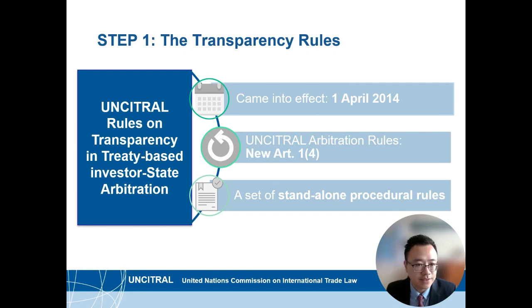The rules further ensure legal certainty by providing that, notwithstanding any provision in the rules, where there is a conflict between the rules on transparency and a treaty, the provisions of the treaty shall prevail. Where any of the rules is in conflict with a provision of the law applicable to the arbitration from which the disputing parties cannot derogate, the provision of the law shall prevail.